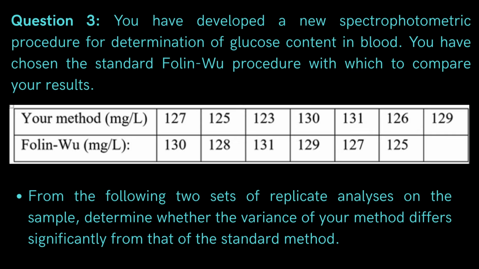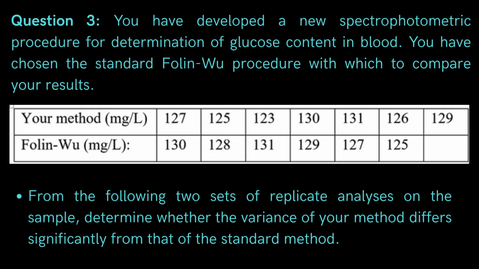Please see here the question. Note 3. You have developed a new spectrophotometric procedure for determination of glucose content in blood. You have chosen the standard method, Folin-Wu procedure, with which to compare your results. Your tested new method proved the concentration of glucose in blood is 127, 125, 123, 130, 131, 126, and 129 milligrams. However, the standard Folin-Wu method provided 130, 128, 131, 129, 127, and 125 milligrams.